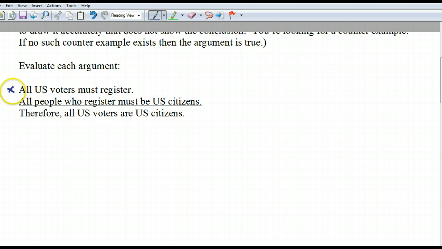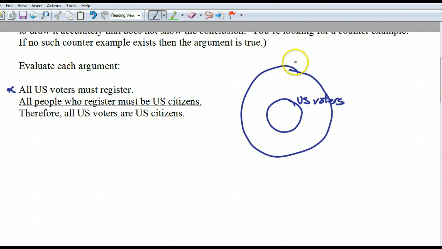So let's take the very first premise. That's this one right here, and that's the only one we're going to look at right now. All U.S. voters must register. I'm going to make an Euler diagram for this. So my first circle is going to be U.S. voters. The next part of it says all must register. So therefore, that's going to be inside a larger circle called register.